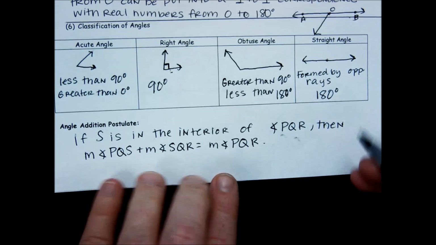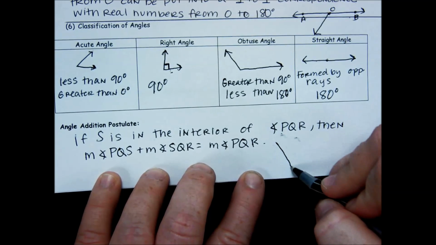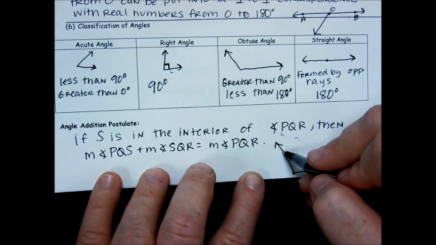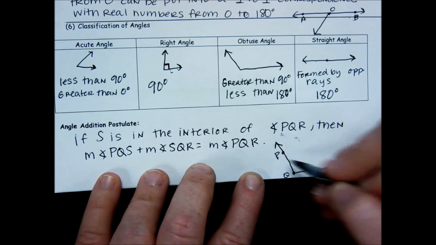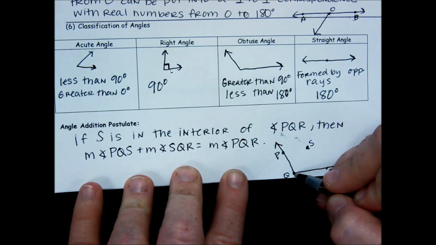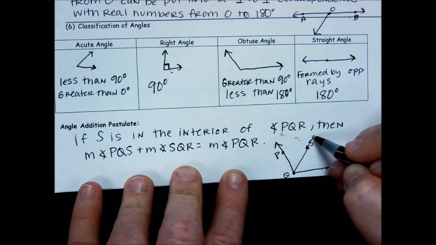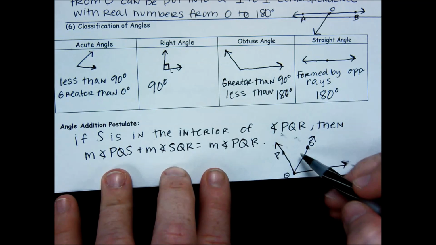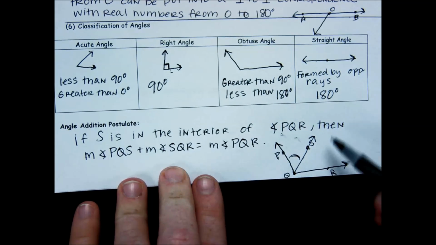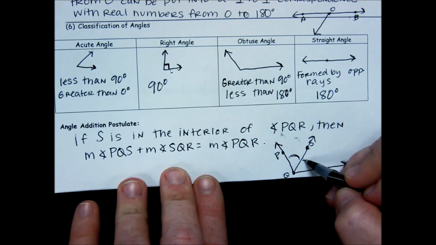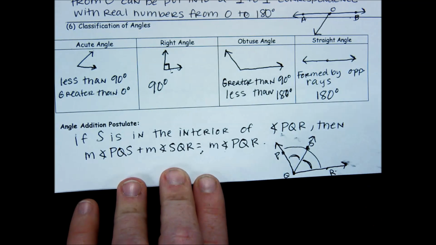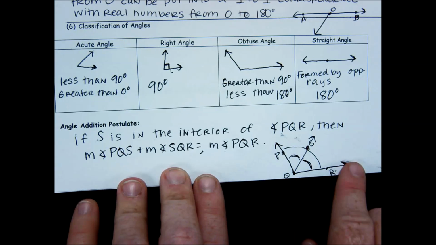of what that looks like. So we started off with angle PQR. I have angle PQR, and it says that S is somewhere in the interior of that. So it says that angle PQS, this angle right in here, plus angle SQR, so plus this angle right here, is equal to the measure of this whole thing, right? Makes sense. One part plus the other part equals the whole thing.